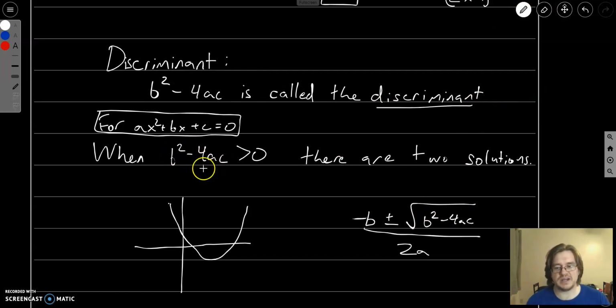When b squared minus 4ac is greater than 0, I'm going to take negative b plus some number. If I take the square root of b squared minus 4ac, I'll have something plus something, and I'll have negative b minus something. So I'll end up having two solutions. So if you were to graph ax squared plus bx plus c, you would see that the graph has two solutions, has two roots, meaning this is where it hits the x-axis, meaning it has two x-intercepts.